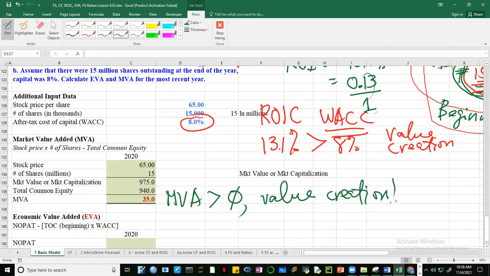Okay, since market value added is 35 million, therefore, we can conclude that management is able to create value for the shareholders. And this is consistent with ROIC. No? ROIC sabi, value creation. MVA then, value creation. Okay?